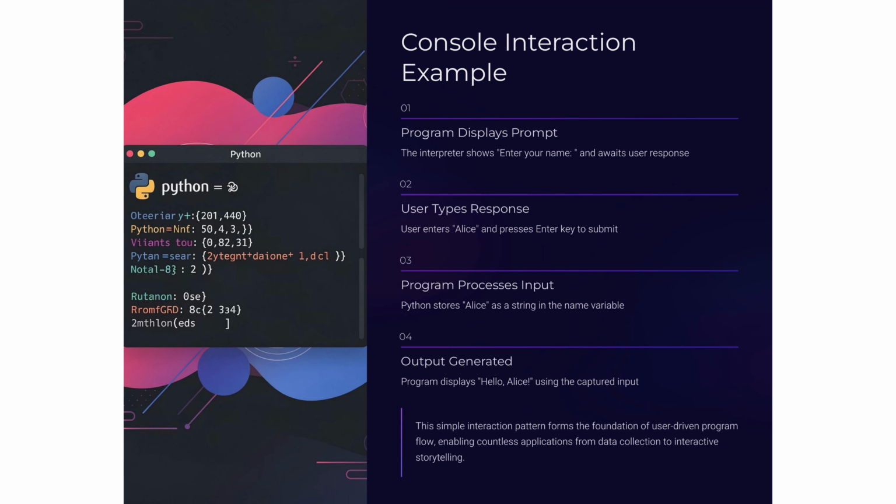The program prompts with "Enter your name," awaiting user input. When Alice is entered, Python stores it as a string in the name variable. The program then outputs "Hello, Alice." This interaction pattern is fundamental for user-driven program flow, supporting applications from data collection to interactive storytelling.